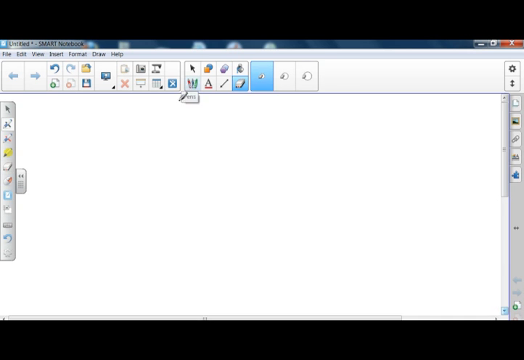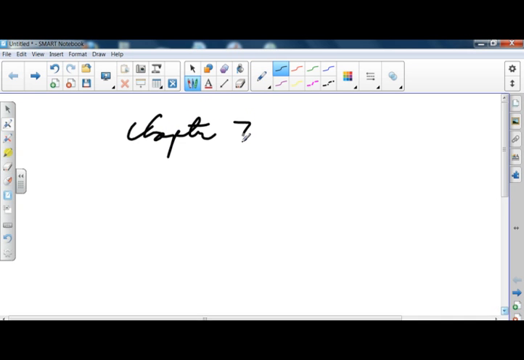We're in chapter 7 of the digital circuit book, and we're going to finish off chapter 7 today. And the first thing we have to consider is binary coded decimal addition.